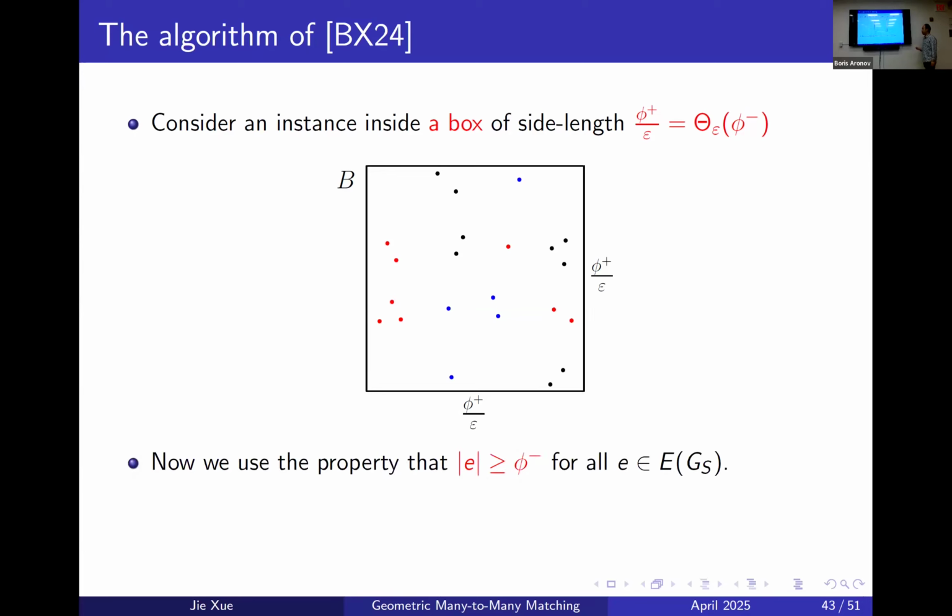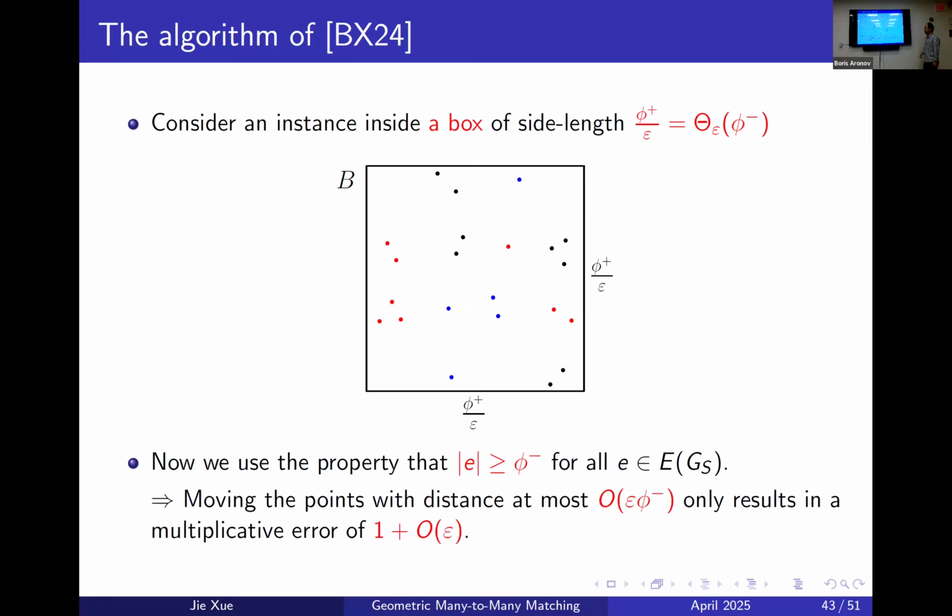So now I want to use the fact that each edge, not only the edges in the optimal solution, actually, every edge has a length at least phi minus. Okay, how to use this property? This property tells us that if we move the location of each point a little bit, where the distance I move is at most epsilon times phi minus.